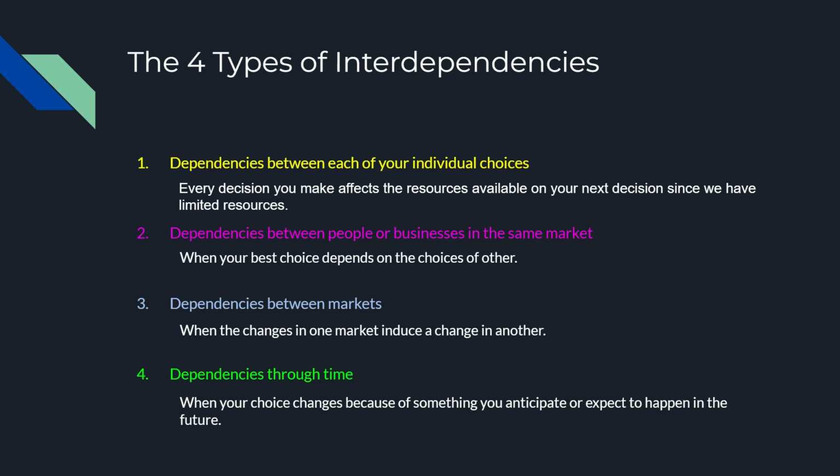The third one is dependencies between markets. That is when the changes in one market induce a change in another. For example, if there is a shortage in apples, there will be a shortage in the apple pie market, as there won't be enough apples to make enough apple pies, therefore the apple pie market is dependent on the apple market. The last one is dependencies through time.